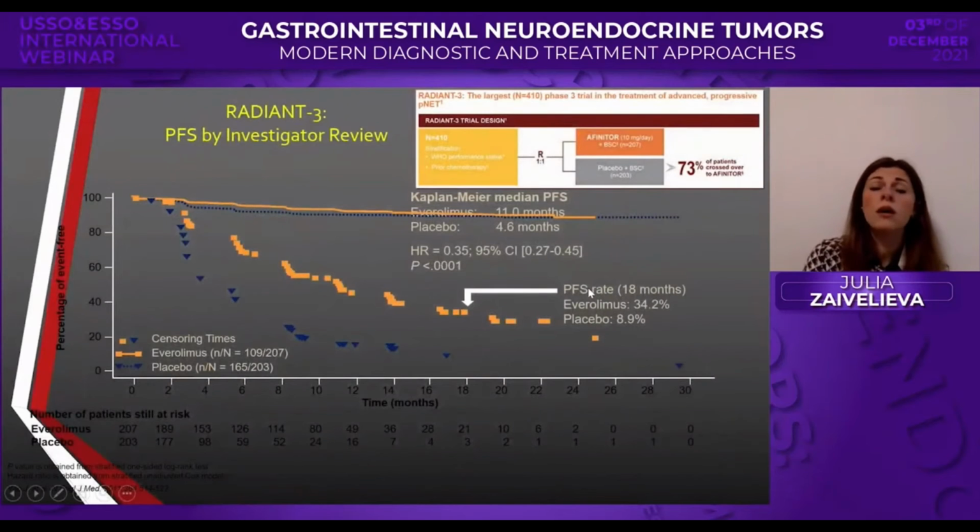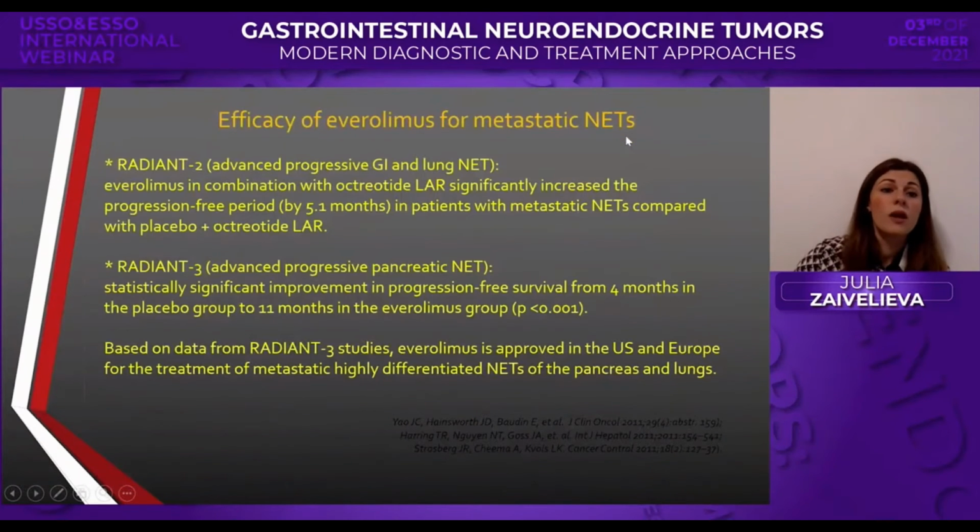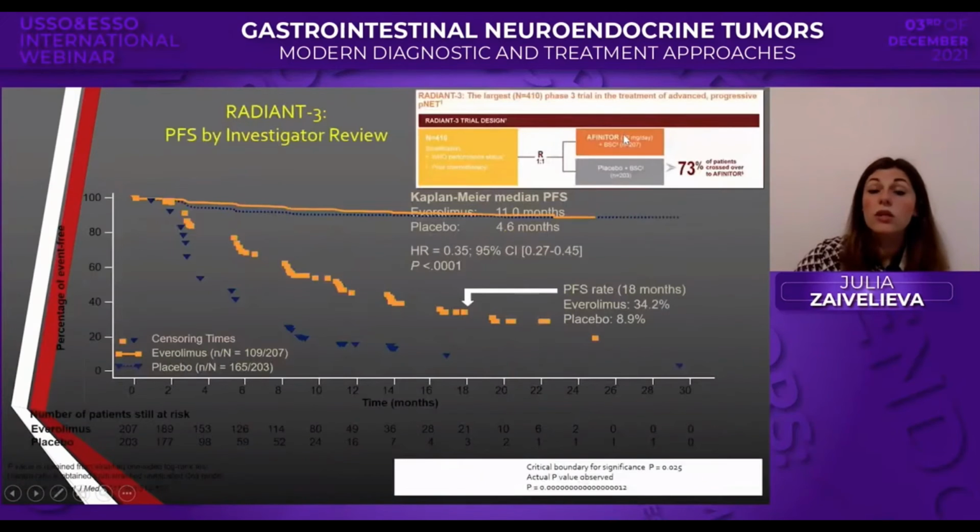The study RADIANT-3, the largest phase 3 trial in the treatment of advanced progressive pancreatic NET. Group A received everolimus. Group B received placebo, both in conjunction with the best supportive care. 73% of patients crossed over to everolimus from the group with placebo. And you can see that progression-free survival in the group of everolimus was 3 times bigger than in the group with placebo.